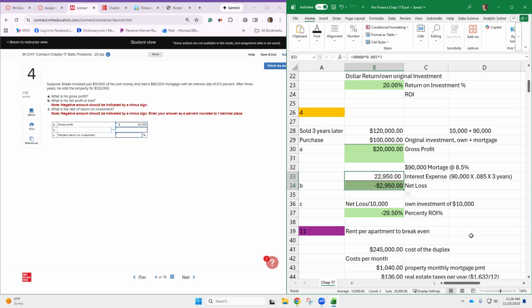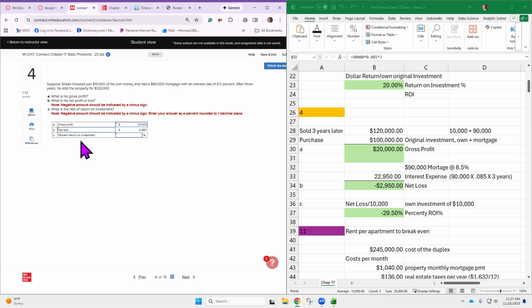All right, so let's put the net loss. There's a net loss there because of the interest rate. It says we should put that in with a minus sign, so make sure you do. $2,950 is the net loss.